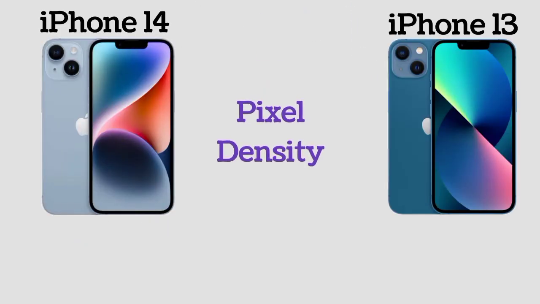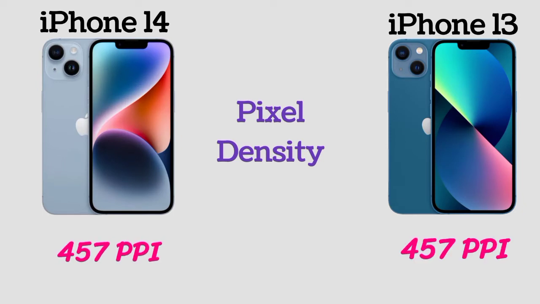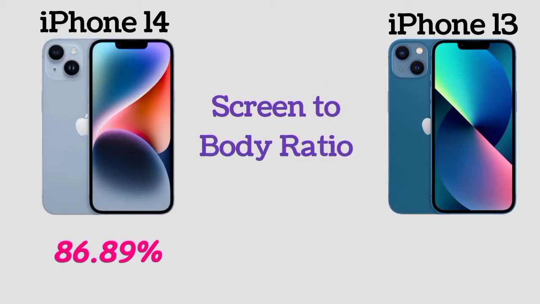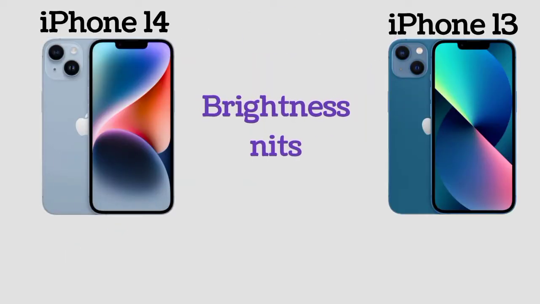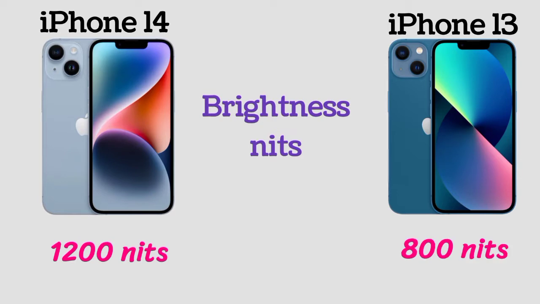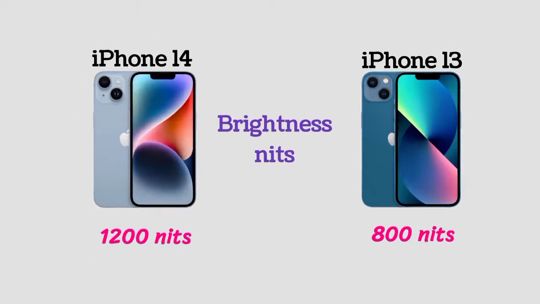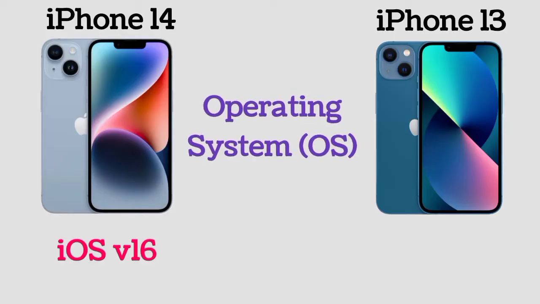Pixel density of iPhone 14 and iPhone 13 is 457 pixels per inch. Screen to body ratio of iPhone 14 and iPhone 13 is 86.89%. Brightness of iPhone 14 and iPhone 13 is 1200 nits and 800 nits. Operating system of iPhone 14 and iPhone 13 is iOS v16 and iOS v15.